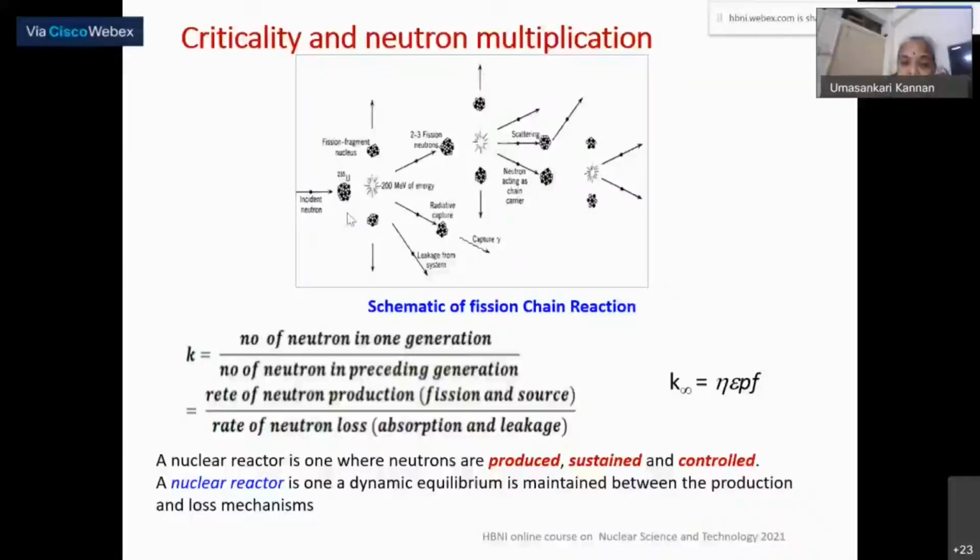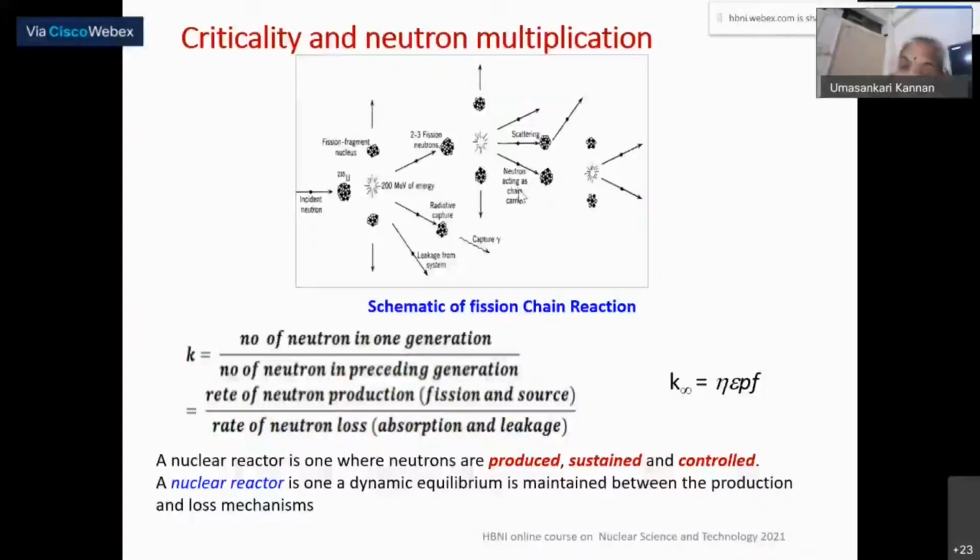Here I'm schematically showing that a uranium-235 atom is bombarded by a neutron and it gives you 2 fission products and 200 MeV of energy, and around 2 to 3 neutrons on average. These neutrons further cause fission in further uranium-235 nuclei. Some of them will get radiatively captured and become uranium-236 and so on. So here you can see a chain reaction, which is a propagating chain reaction. The neutron is acting as a chain carrier.